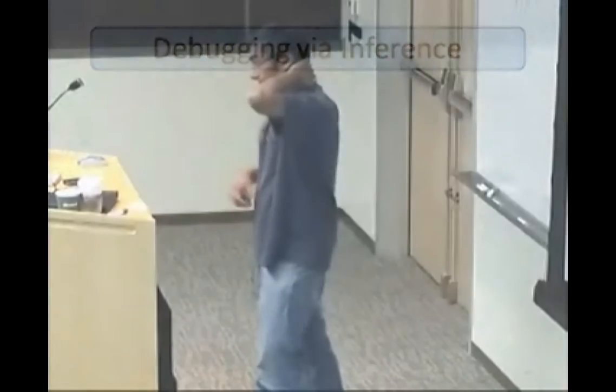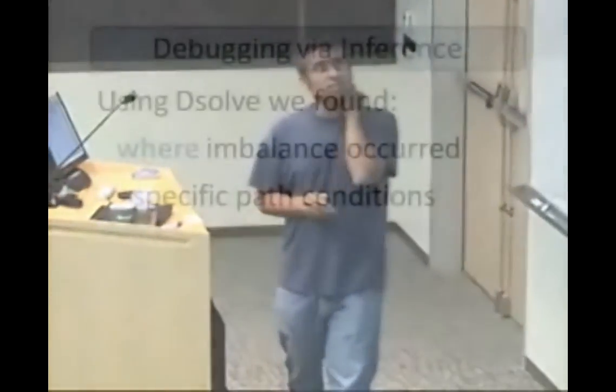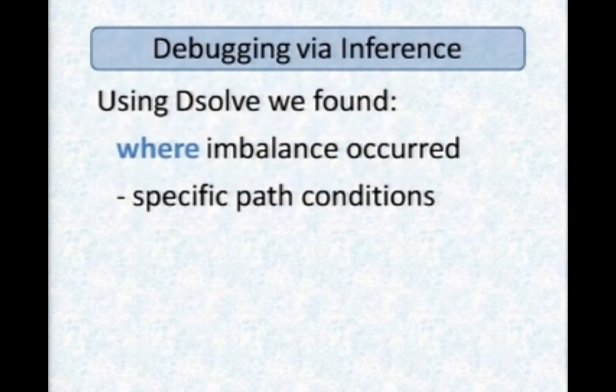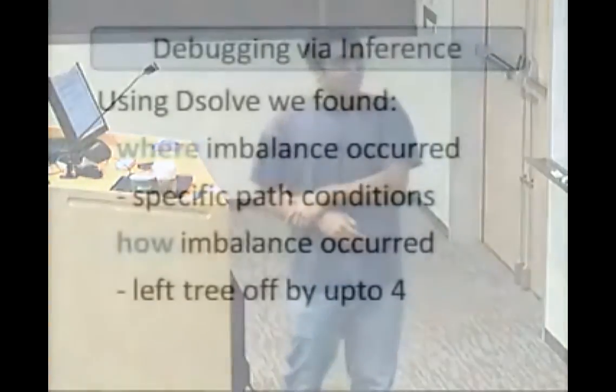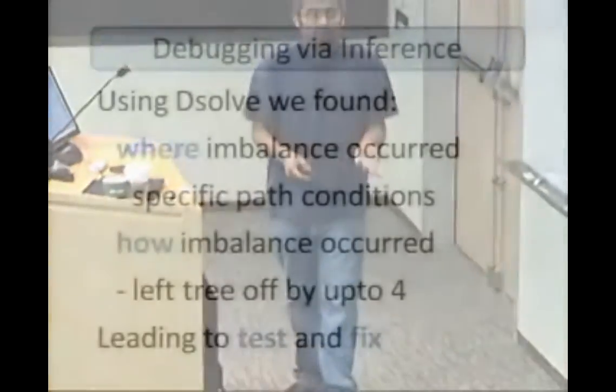But what I found was interesting, I hadn't realized this was a possibility until this actually happened, is that you can actually use this kind of inference technology to debug the program. And you might wonder how. Well, here's how. Using Dsolve, we actually found exactly where the imbalance occurs. It says under this particular condition is where the balance invariant gets smashed. And moreover, and here's the key, Dsolve told us how the imbalance occurred. It said that at this point, the left tree might be off the right tree by up to 4. So it would say that under such and such condition, this tree can grow much larger than the other tree. And with these two facts, it was actually quite immediate to find a test and a fix.